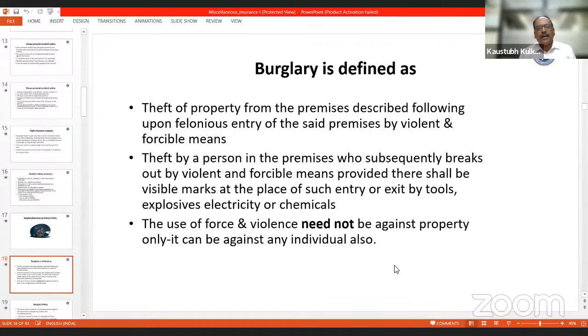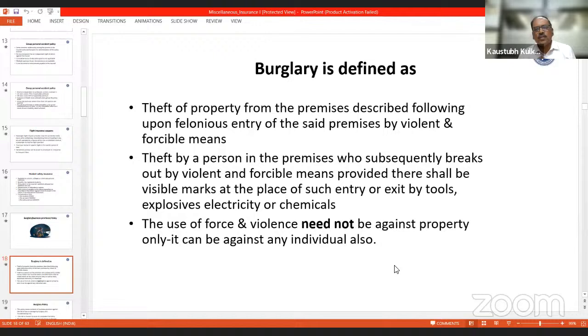Theft by a person in the premises who subsequently breaks out by violent and forcible means is also covered, provided there shall be visible marks at the place of such entry or exit by tools or explosives or electricity or chemical. So here, when we say that the entry should be forcible, it may happen. I will give you one example. In case of business premises, a person comes in as a customer, and he may be hiding himself at any corner or place in the business premises.